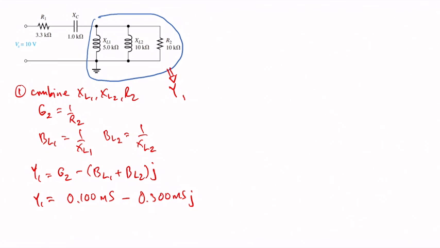Okay, and in order to combine that with R1 and XC, we need to take the reciprocal of Y1. So the next step is to take Z1, which is the reciprocal of Y1. And we already know how to do this. We need to get the absolute value of Y1, and we also need to get the phase angle of Y1. Z1 will give us 1 kilo ohm plus 3 kilo ohms j-hat.